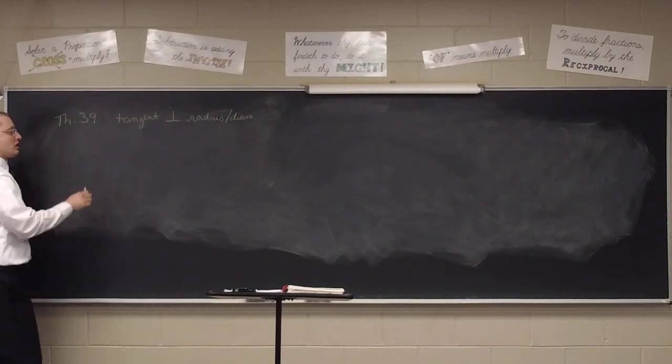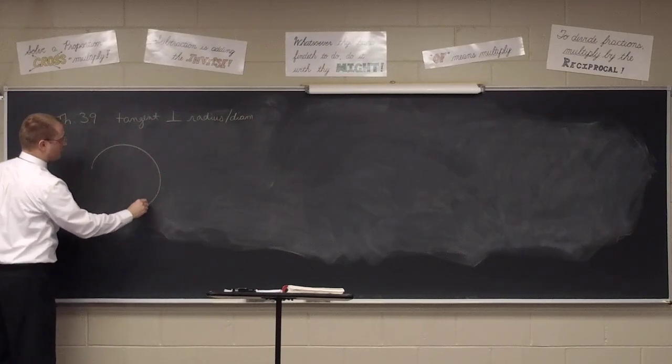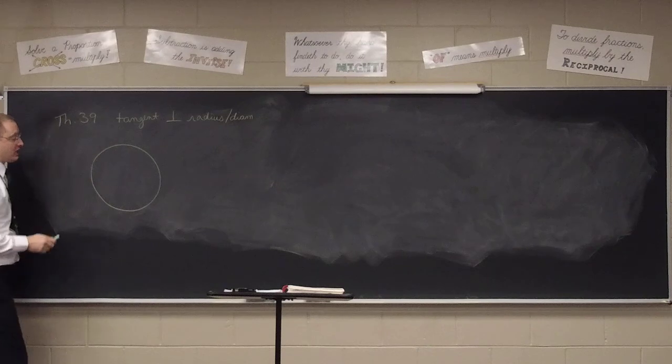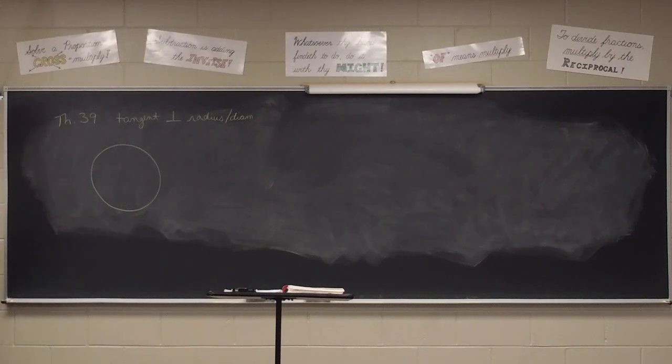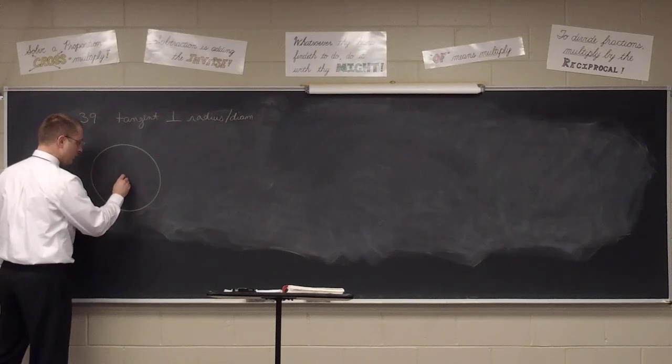Anyway, Theorem 39, we're going to prove it: that a tangent is perpendicular to a radius or diameter drawn to the point of tangency. On your paper, go ahead and draw a circle to the best of your ability. If you want to cheat and use a compass, you can, but that takes too long and I'm lazy. So I'm just going to draw a somewhat circular looking thing. Go ahead and call it circle O.